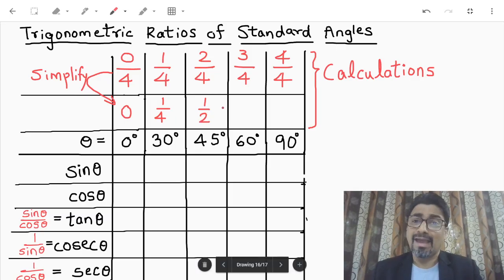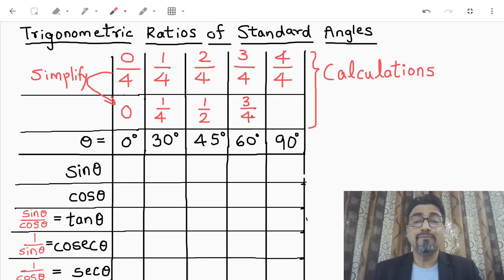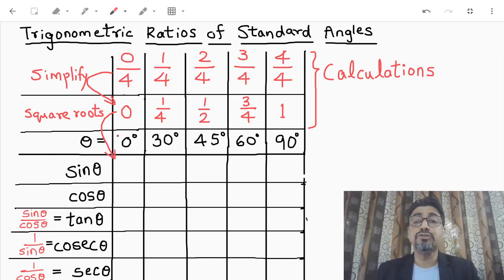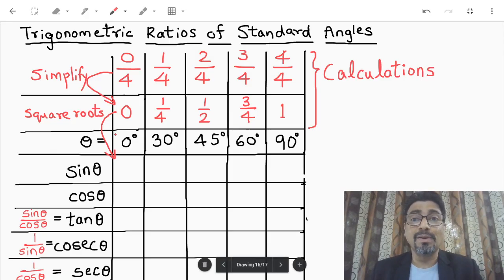Again, 3 upon 4 cannot be reduced. It will remain as it is, 3 upon 4. And then 4 upon 4 will be equal to 1. Right? So these are the simplified forms of the fractions that we have written in the first step. The next step is we have to take square roots. Yes, we have to take square roots of the answers in this second step. So of these answers, we will take the square root, which will give you the values of the trigonometric ratio sine for these five angles.